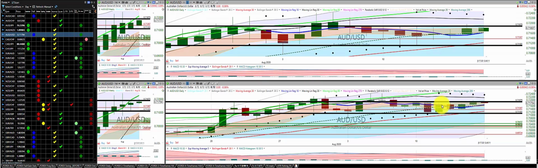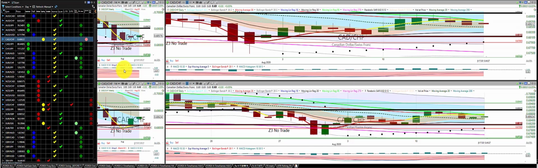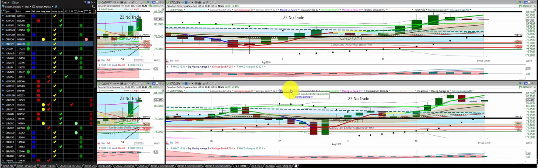Aussie dollar, US dollar, we're in this trade. Any daily bracket here, this high, we move the stop to belly of the dragon. Canadian dollar, Swiss franc, no trade. Looked like a potential collapsing dragon, but there is some price action to the long side. We'll see what happens here. Canadian dollar, Japanese yen, no trade.